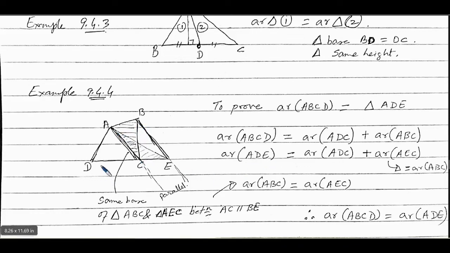And area of triangle AD is again area of ADC. This is ADC plus AEC. So therefore, this area of quadrilateral ABCD is equal to area of triangle ADE. Okay, just freeze it and go through it.